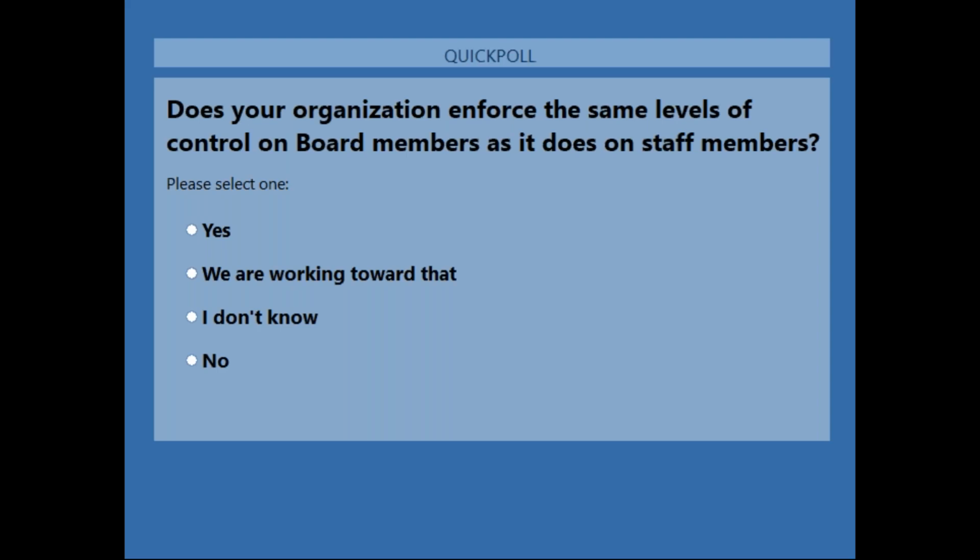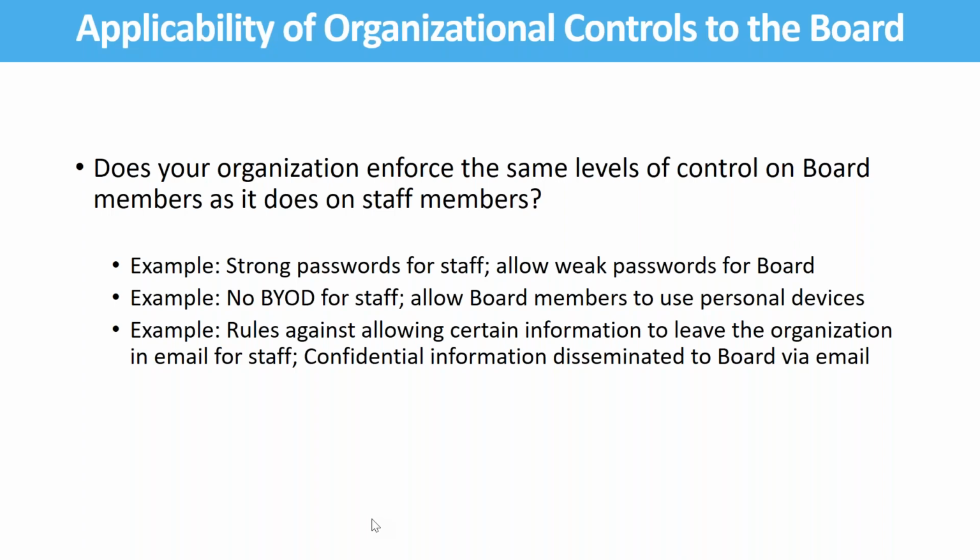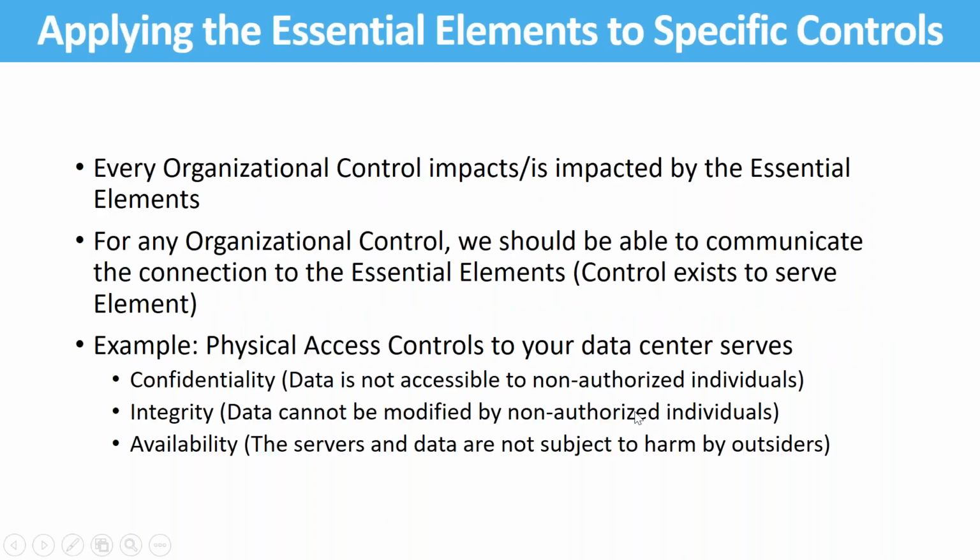So one of the things that I want to do is talk about the connection between those three essential elements, the confidentiality, the integrity, and the availability, and how we tie them to specific controls in your environment. So every one of the organizational controls you have, maybe it's your password policy, maybe it's your physical access policy to the building that you work in.